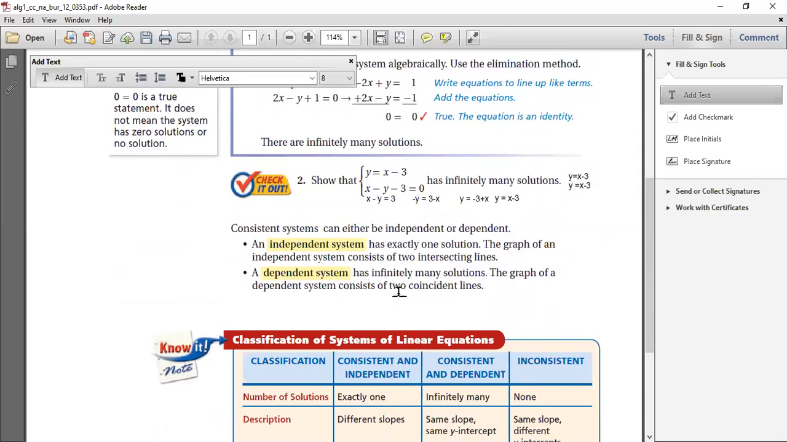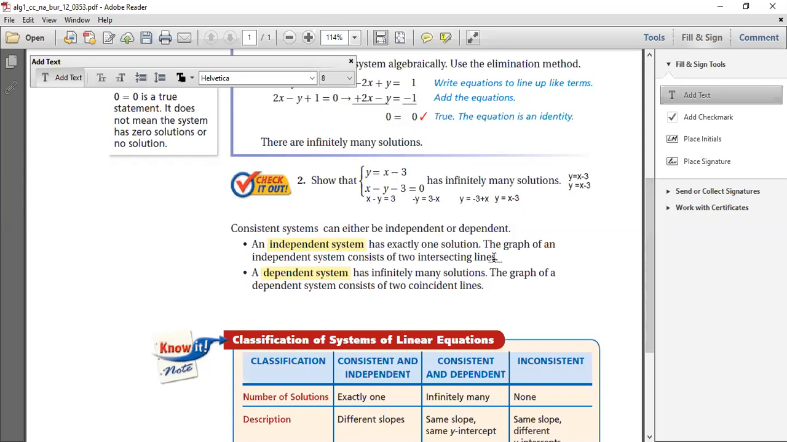A dependent system has infinitely many solutions. The graph of a dependent system consists of two coincident lines. All that you need to remember: an independent system has one solution, and a dependent system has infinitely many solutions.